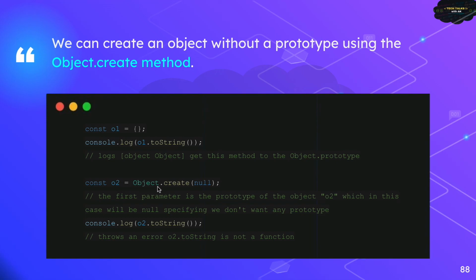Or, if we say Object.create null, the first parameter is the prototype of the object, which in this case will be null, specifying we don't want any prototypes. If we log object2.toString, then it throws an error, object2.toString is not a function.